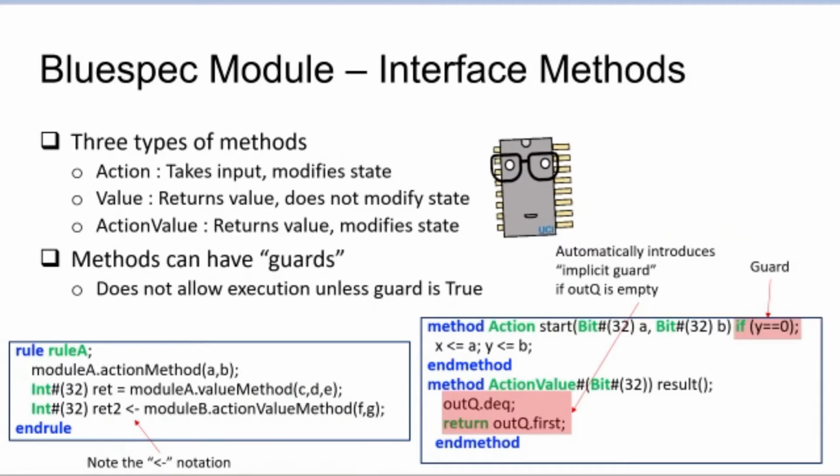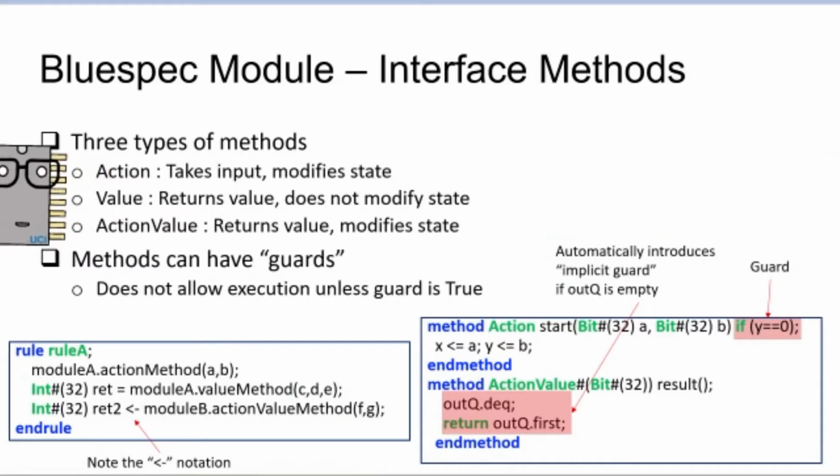Inside each module, you can have interface methods. I briefly mentioned action and action value methods. Action methods can take input and modify state. For example, it can set new values into registers. That's modifying state. It can enqueue or dequeue from and to FIFOs. Action methods don't return anything. Action value methods return something, and they can also modify state. They don't have to. So action value methods kind of encompass everything else, like a superclass.